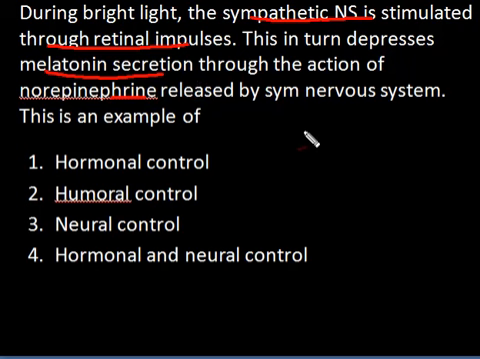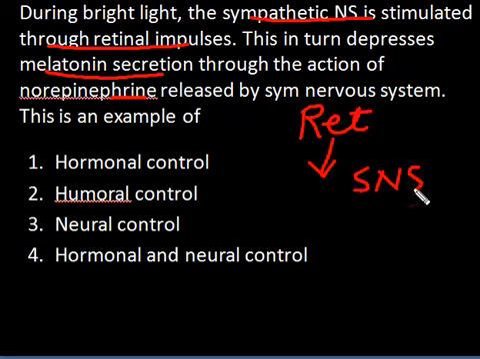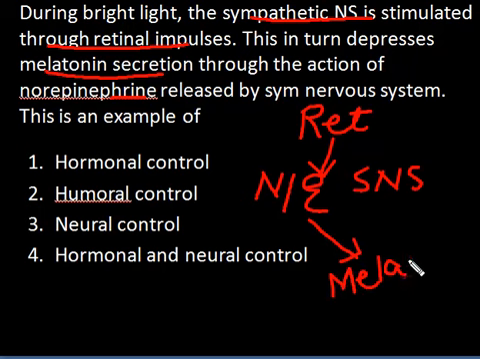So what is happening is that you have retinal impulses. So here's the retina. The retinal impulses act on the sympathetic nervous system and cause secretion of norepinephrine. So this is a hormone, norepinephrine, which is being secreted because of the action of retinal impulses. Then norepinephrine depresses the secretion of melatonin, which is another hormone. So there's melatonin here, so that's another hormone. So there are two parts to the question.